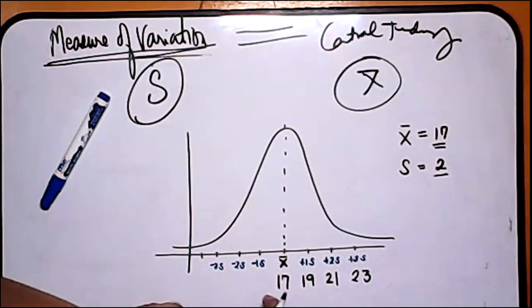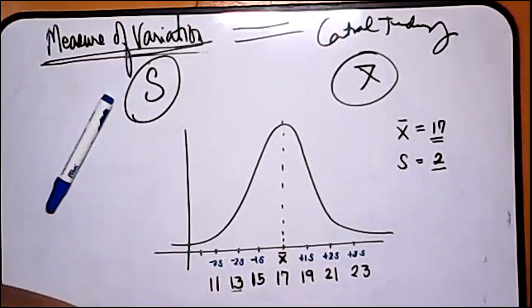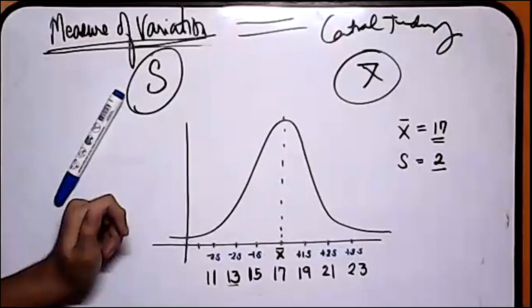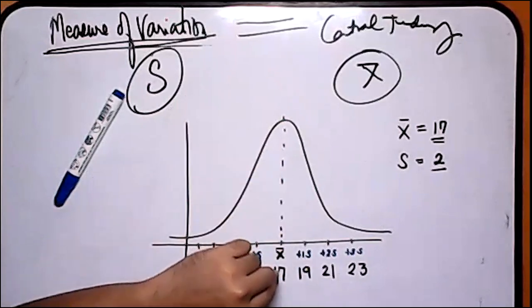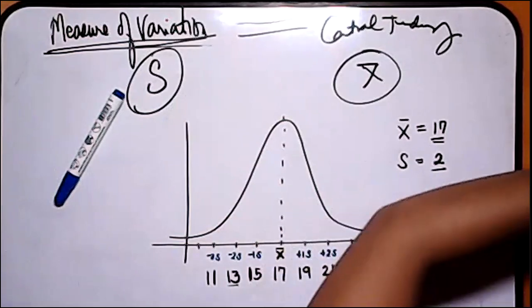Now, what is the value one standard deviation below the mean? Well, that is 15 because 17 minus 2 is 15. What is the value 2 standard deviations below the mean? That is 13 because 15 minus 2 is 13. What about 3 standard deviations below the mean? Well, that is 11 because 13 minus 2 is 11. Okay? So that's how we plot the scores in a normal distribution, in a normal curve. Always remember that this is always equal to your mean, which is 17.